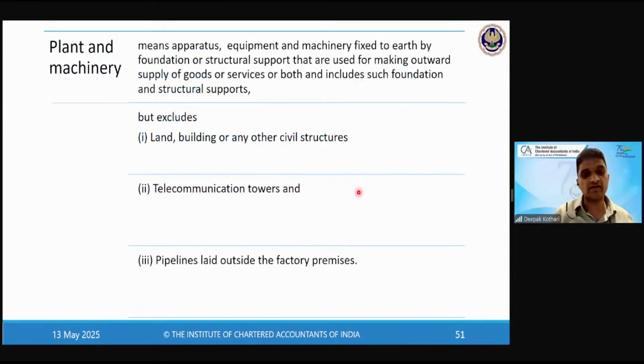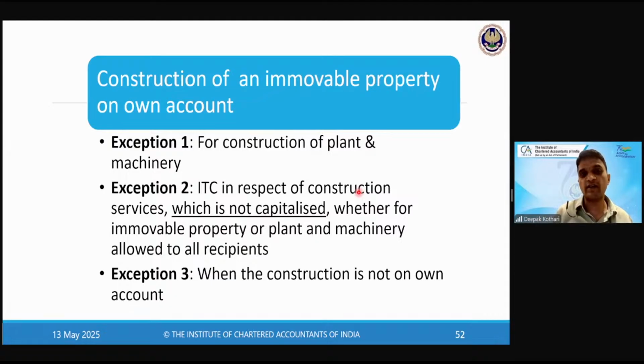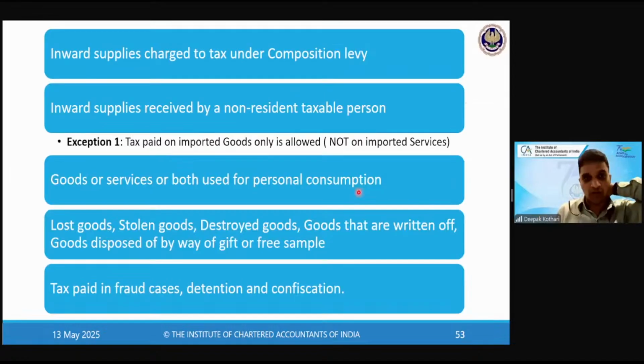Okay. Next is plant and machinery. What is the definition of plant and machinery? Construction of either works contract, you give it to outsider, or you construct it on your own. Both is not allowed. Then any input supplies which is charged to tax and under composition levy. Then any inward supply received by a non-resident taxable person. And then goods or services or both, which is used for personal consumption.